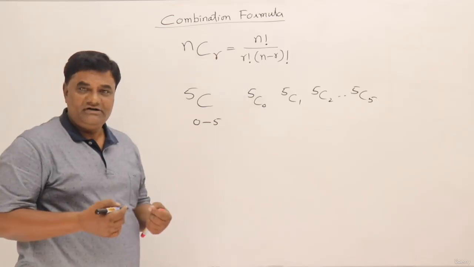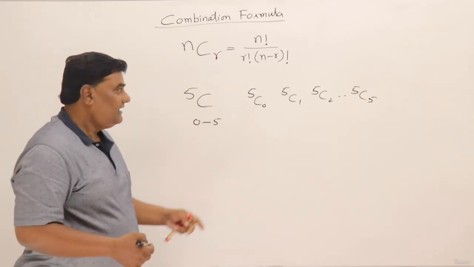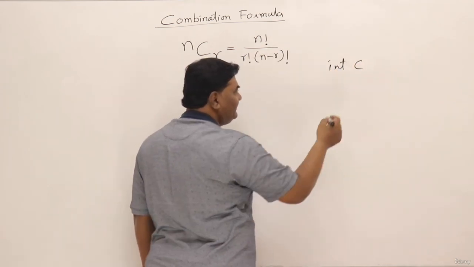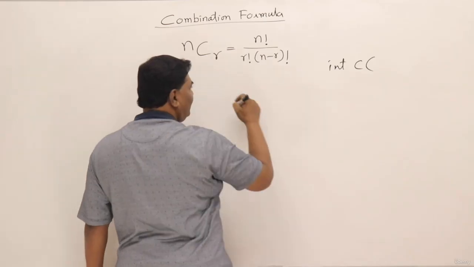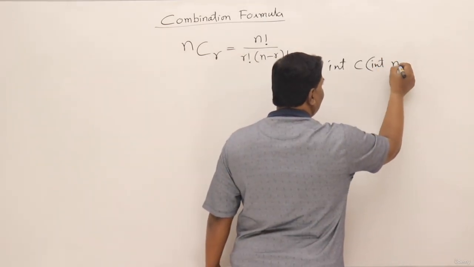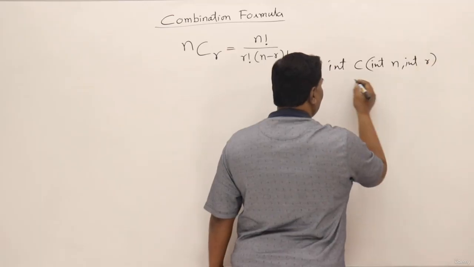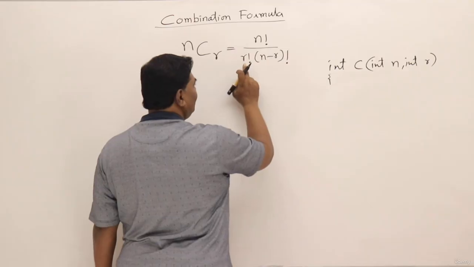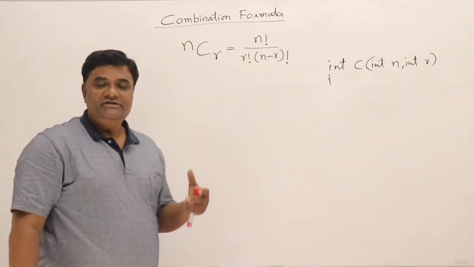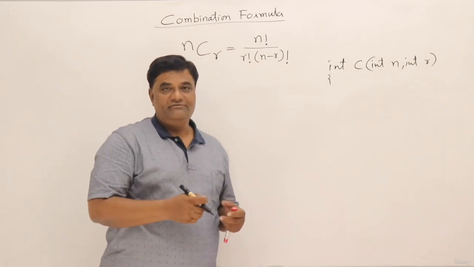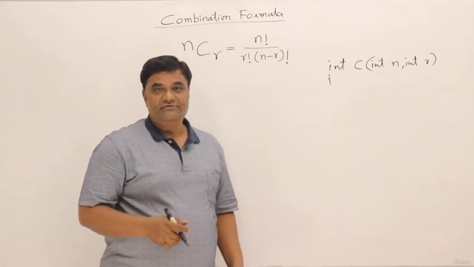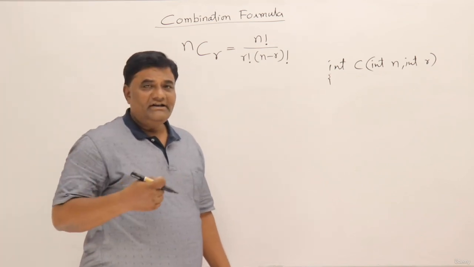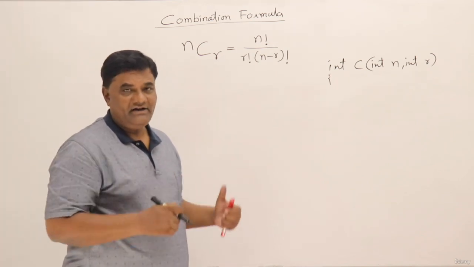So I can write a simple function for evaluation of this formula. I'll write a function here. Return type of the function is int, and let us call the function name C, and it needs 2 parameters, that are n and r, integer n and integer r. Now for evaluation of this formula, I should know the factorial of n, r and n minus r. So these factorials I can find out by calling function fact. Already we have written a function for finding the factorial. We have written iterative version also, recursive version also. So we can use any of those versions and we can find out the factorial of these.